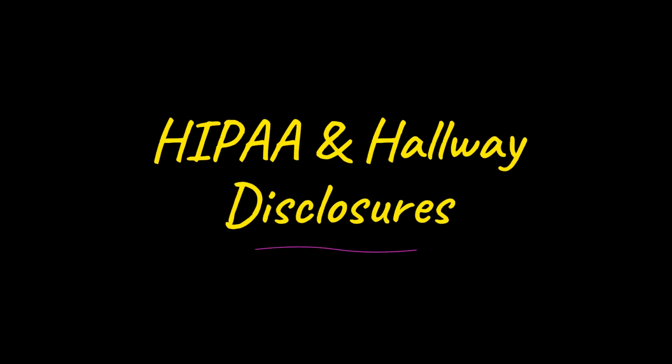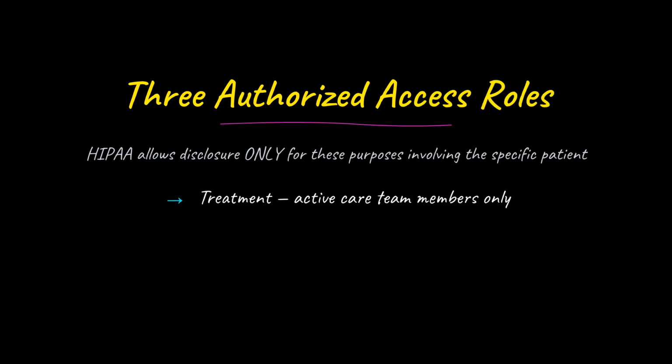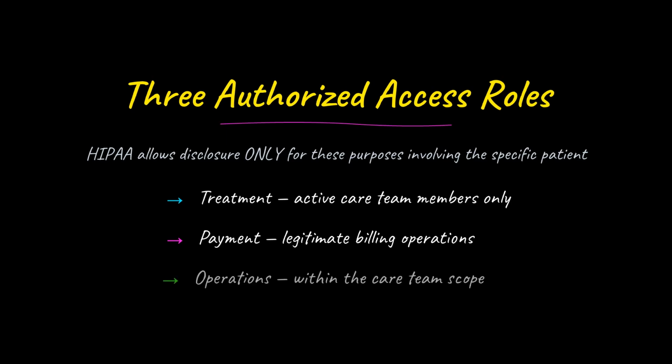HIPAA doesn't just restrict what strangers can access. It also governs what you can share with fellow employees. The key question is never where someone works, but whether they have a legitimate clinical relationship with that specific patient. The privacy rule limits access to protected health information to 3 categories: treatment, payment, and operations, and only when they involve the specific patient in question. Curiosity, social connection, or shared workplace do not qualify. A radiology co-worker with no care role for your neighbor has no authorized access, full stop.